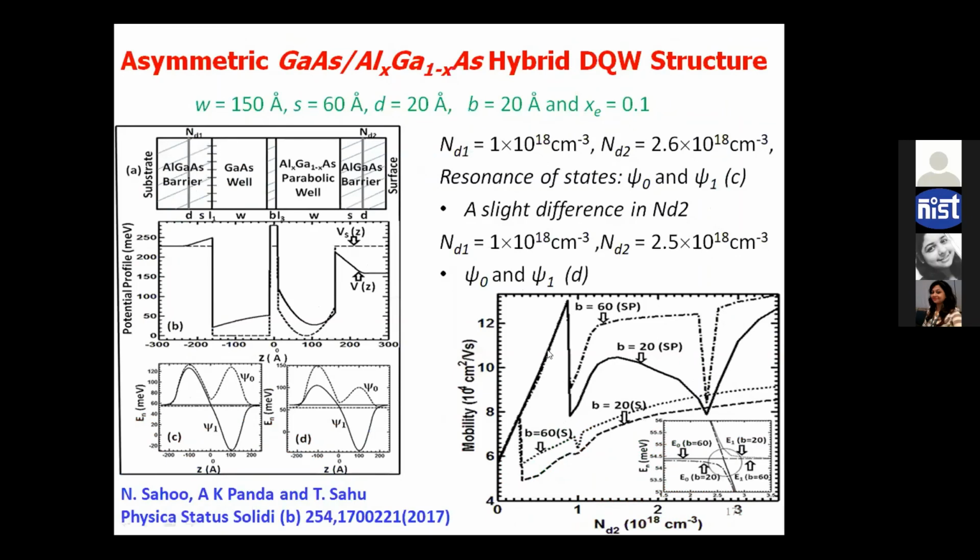So here there is a single subband occupancy. So as ND2 increases, mobility increases. But you can see now this is in the double subband occupancy. So as the structure is asymmetric, when we make ND2 increase at ND2 equal to around 2.5, now there is a dip, the drop in mobility, and that drop is sharp at a larger width of barrier. You can see also here, when B equal to 60, now this EF0, EF1, they are very close as compared to B equal to 20.